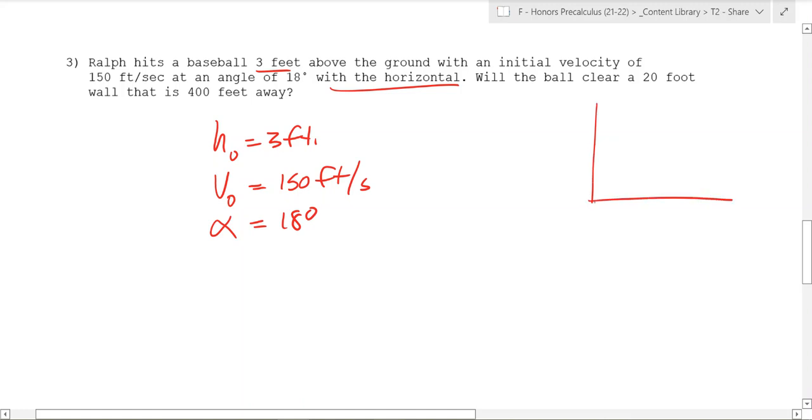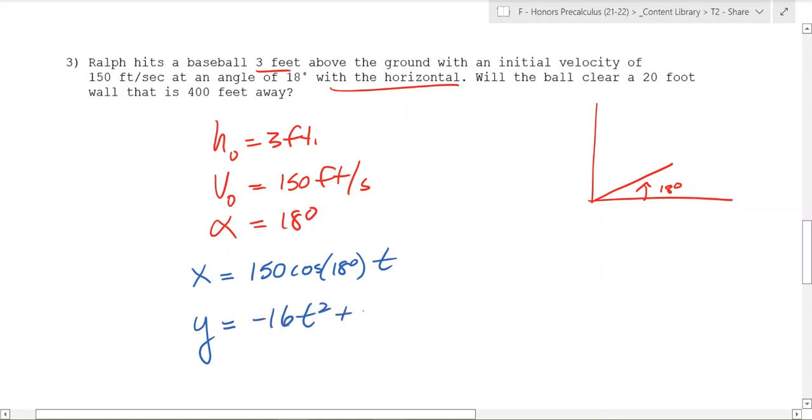That means, with the horizontal means it's this. The positive x-axis is the horizontal. Will the ball clear a 20-foot wall that is 400 feet away? So from above, the generalized parametric, we know that x is going to be v naught, which is 150 cosine of 18 degrees times t. That's from above. And y is equal to negative 16t squared plus the initial velocity sine of 18 degrees t plus 3, the initial h naught. So that's h naught right there. There's our alpha value, and there is our v naught.